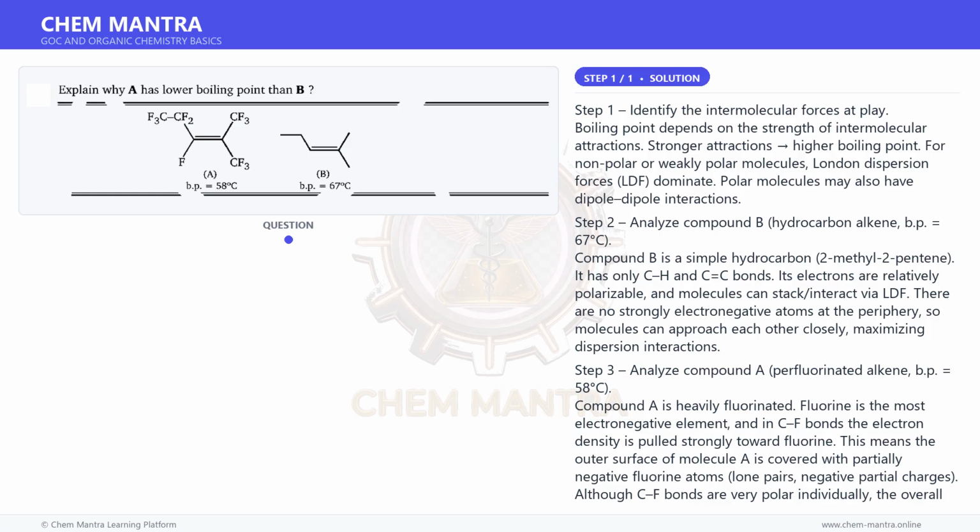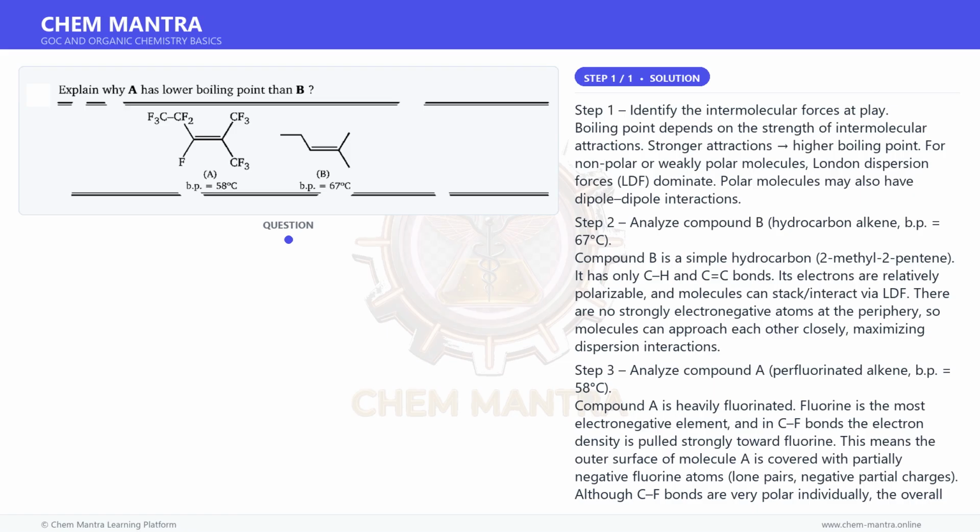Step 1. Identify the intermolecular forces at play. Boiling point depends on the strength of intermolecular attractions. Stronger attractions, higher boiling point. For nonpolar or weakly polar molecules, London dispersion forces, LDF, dominate. Polar molecules may also have dipole-dipole interactions.